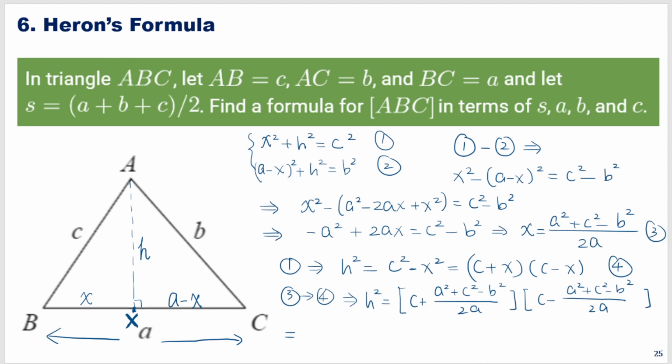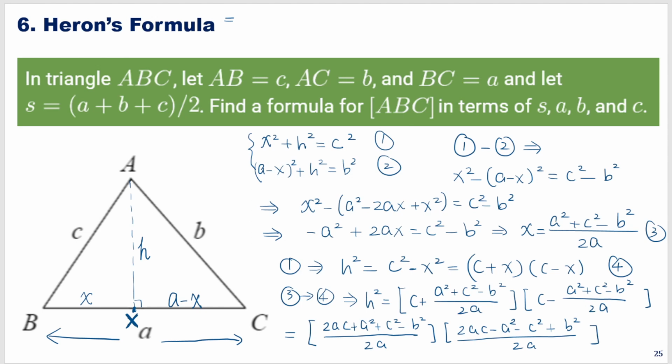Then that equals, the first expression is (2ac plus a squared plus c squared minus b squared) over 2a, right? The second expression is (2ac minus a squared minus c squared plus b squared) over 2a, right? Can you see that? Okay, I'll continue writing at the top, okay?